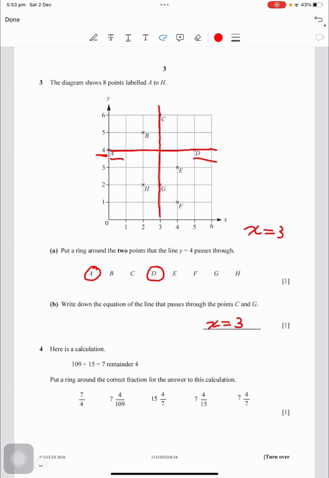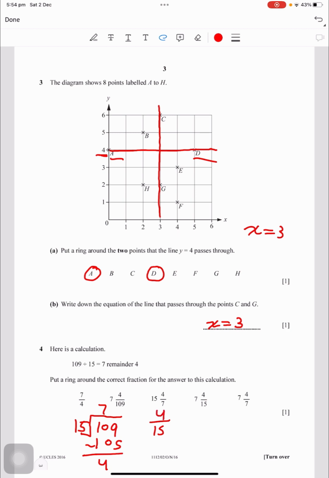Next, question number 4. Here's the calculation. As you can see, 109 divided by 15 is equal to 7, remainder 4. Put a ring around the correct fraction for the answer to this calculation. There are mainly mixed numbers here. First we can actually divide this ourselves. So 109 here, and we can write 15 here. 15 times 7 is 105. So we'll write 105 minus this, and we get 4 here, remainder. So how will we write this? First, the denominator will be 15.